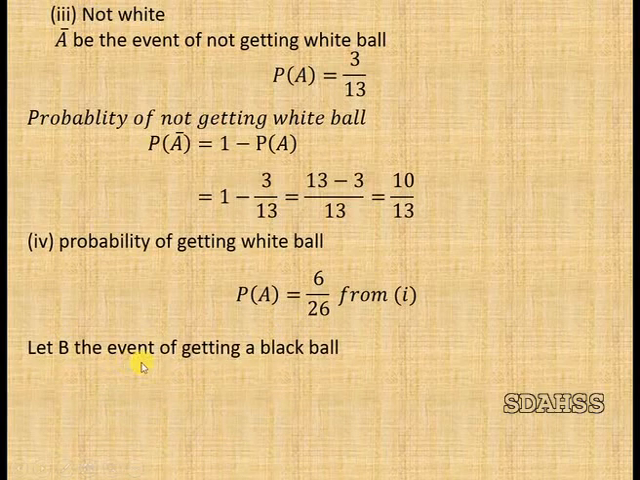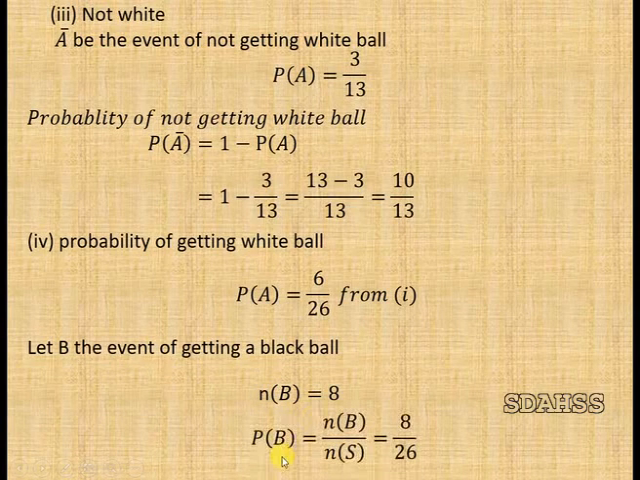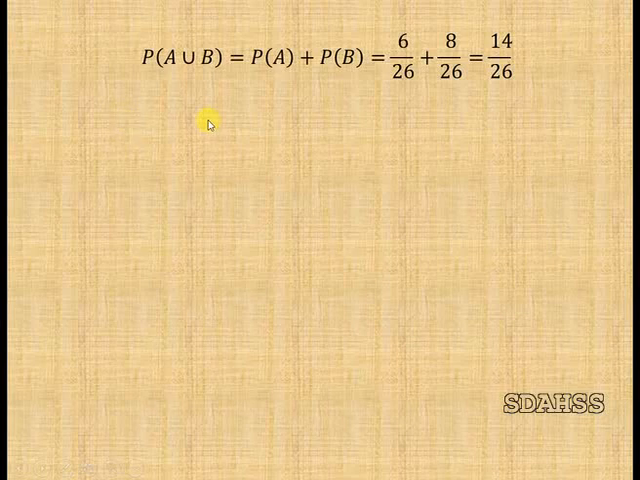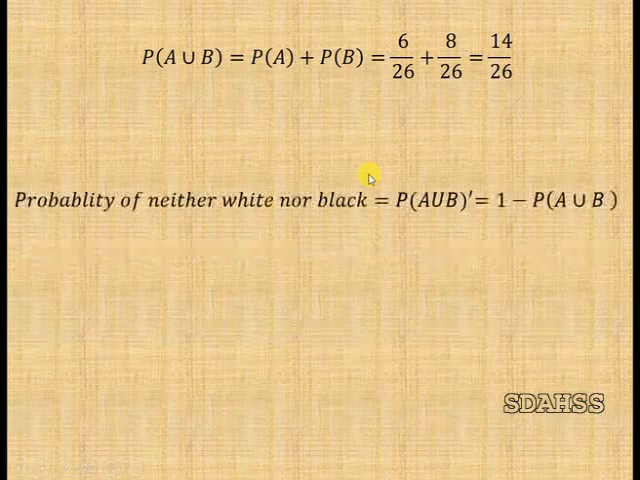B be the event of getting a black ball. Here black ball is 8, so n of B is equal to 8. Then P of B is equal to n of B by n of S, which is equal to 8 by 26. Then P of A union B is P of A plus P of B, equal to P of A is 6 by 26, P of B is 8 by 26. Denominators are same, so add the numerators, so you will get 14 by 26.